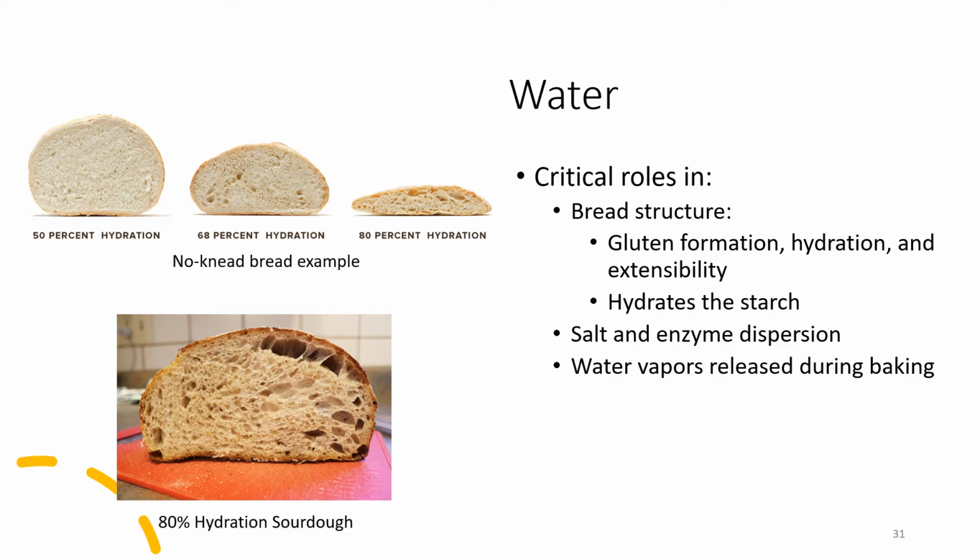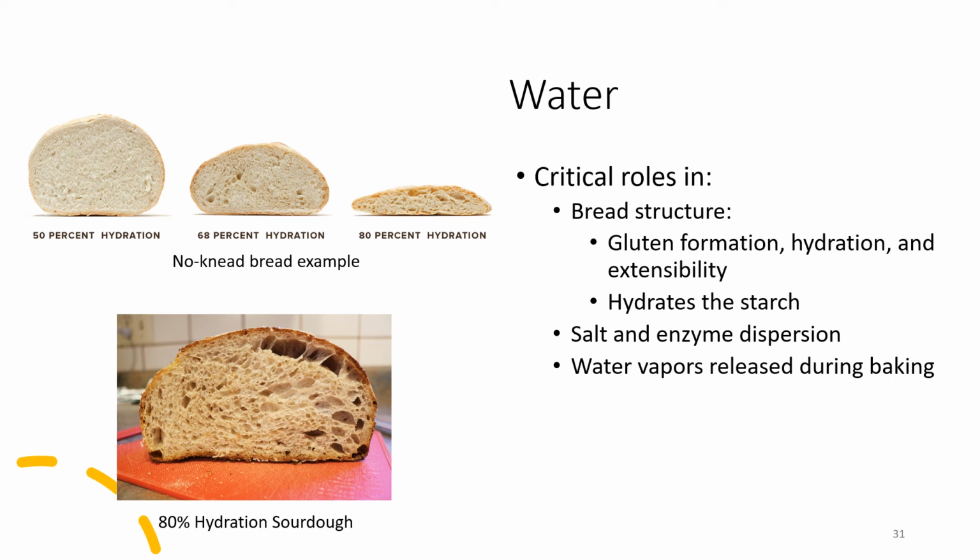So in the figures on the left-hand side, we have different percentages of hydration. In the top left picture, we have 50% hydration, 68% hydration, and then 80% hydration. Most quick yeasted or fast breads are at about 60 to 68% hydration. So they tend to have a very consistent, not very bubbly crumb structure, not very open, not lots of big bubbles, as opposed to 80% hydration.